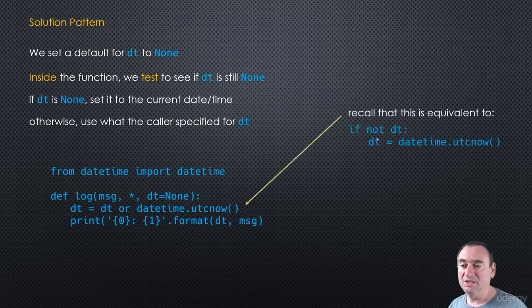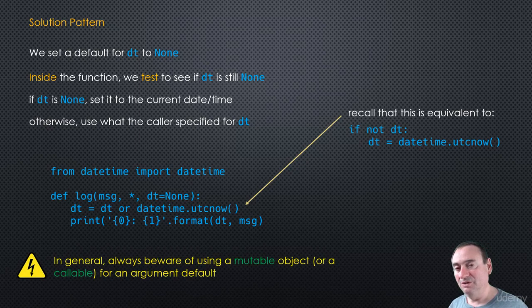So this line of code is equivalent to just writing it this way. If not DT, in other words, if DT is falsy, then set DT equal to the current date and time. And then we can just print out DT and message. So this will fix the problem. This will do exactly what we want it to do.